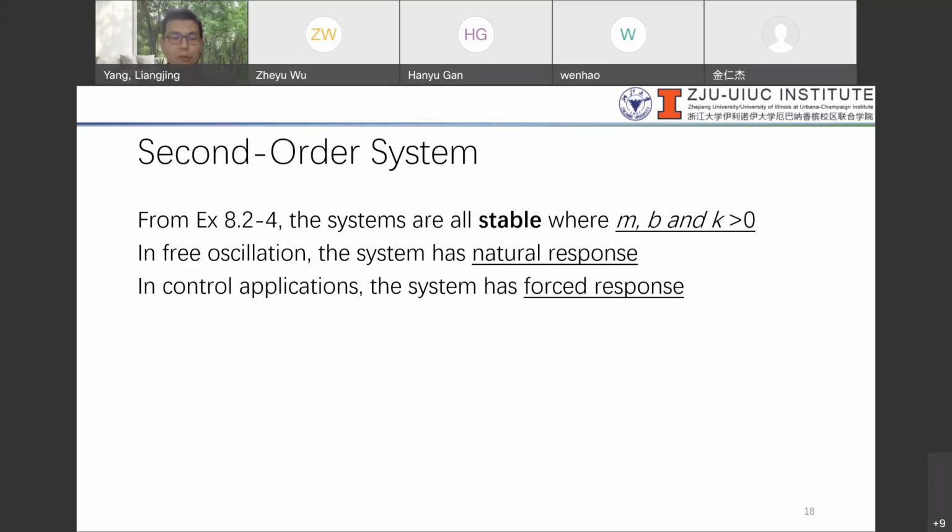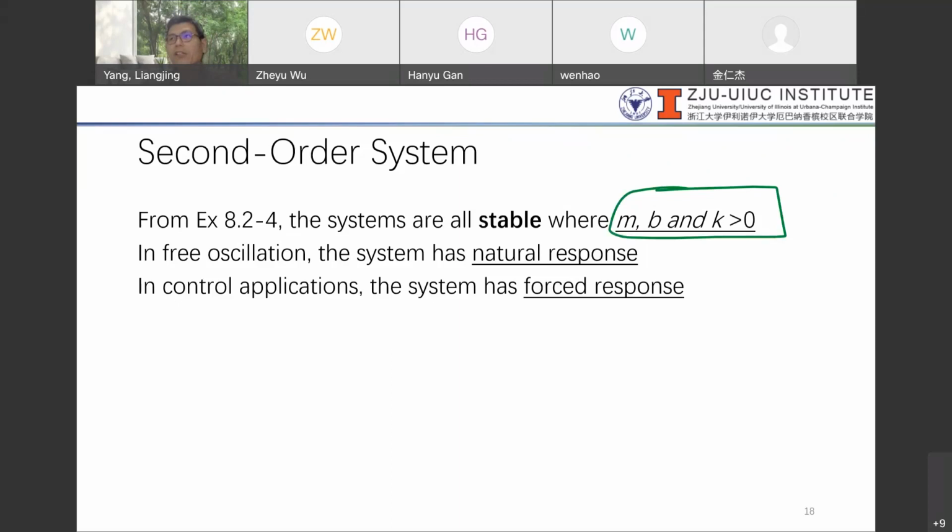Even if you bring it up to space, where there's no air resistance or anything, it is still likely to come to a stop one day, because the material itself will have hysteresis. It will actually dissipate energy, right? So most of the time, you are seeing systems that are stable with our m, b, k greater than 0. Okay, so these are, of course, natural response. All right, in free oscillation, the system will have natural response.